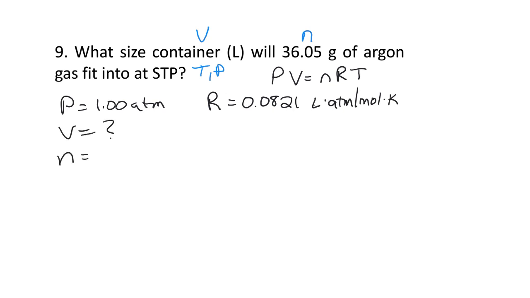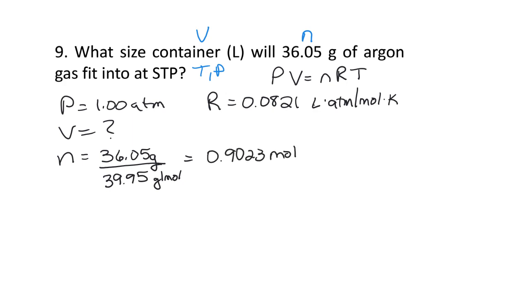N we have to convert to moles because we have mass. So 36.05 grams of argon. Look up argon on the periodic table. It's 39.95. So that gives me 0.9023 moles. And our temperature, of course, is 273 Kelvin. Now we need to solve for volume. So we're going to put the P underneath there. So now it's V equals nRT divided by P.